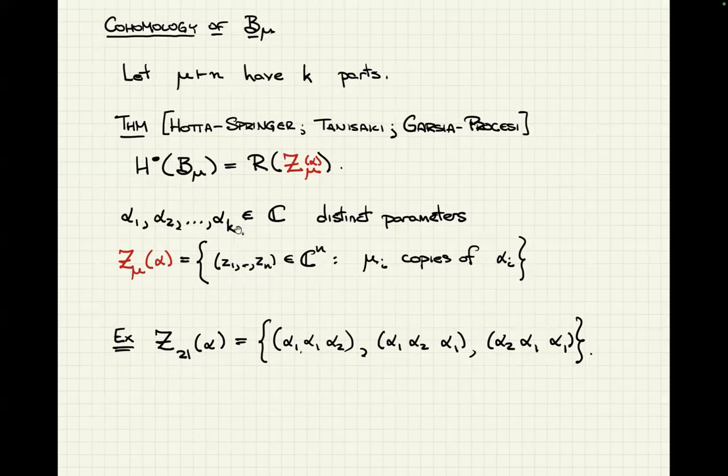Well, we're going to let alpha 1, alpha 2 up through alpha k be distinct complex parameters. And we're going to look at the set of points in C to the n, where my point z1, z2 up through zn has to have mu i copies of alpha i, right? So I've drawn an example here: mu is (2,1). The idea is I have to have two alpha 1s and one alpha 2, and there are 3 points in C^3 that achieve that. So Garsia-Procesi showed that this orbit harmonics ring is equal to, in fact, the quotient presentation that you saw in the last slide.